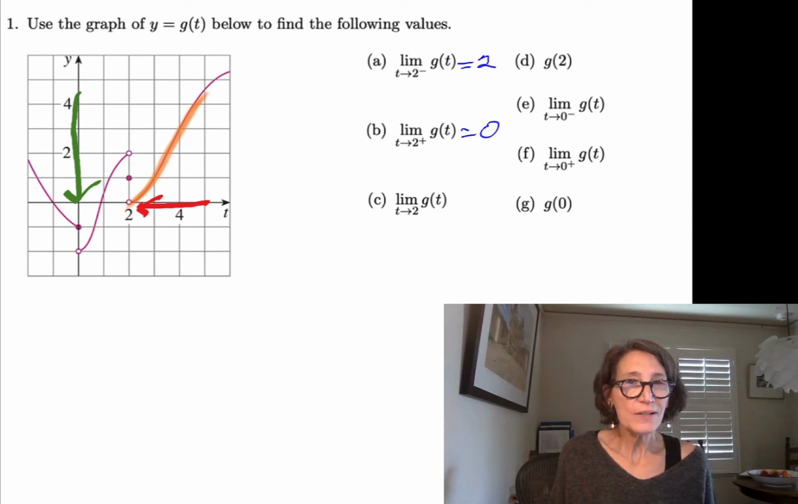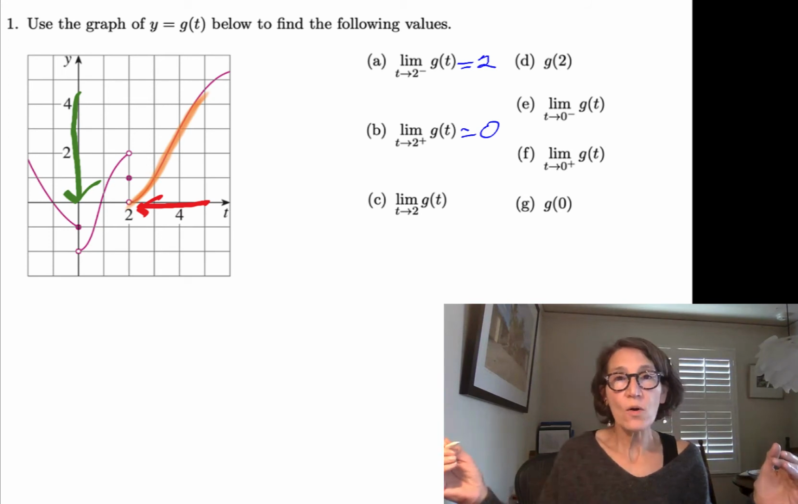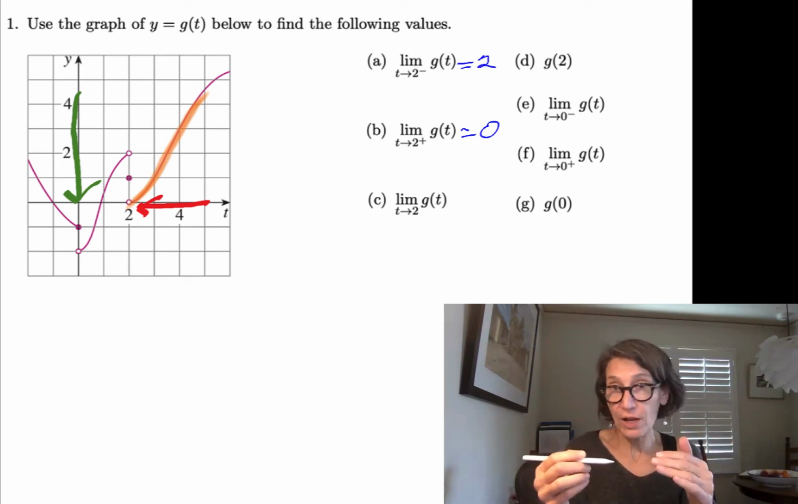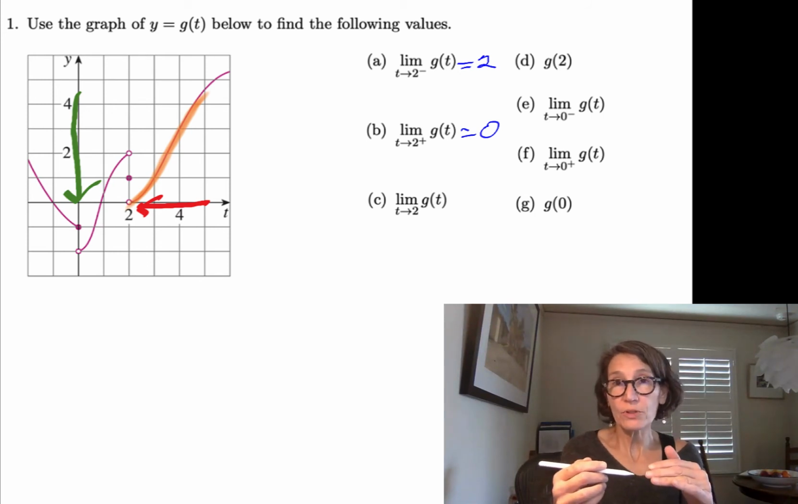Okay, so part C says limit as t approaches 2 of g of t. So that is asking us for the two-sided limit. And that means that we want to know, as t approaches 2 from both sides, or from either side, what are the y values approaching?